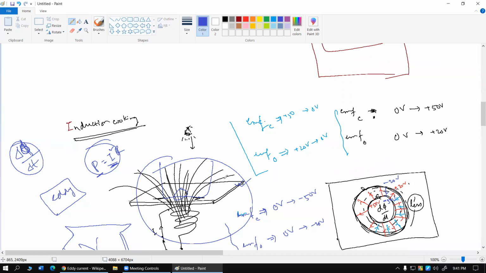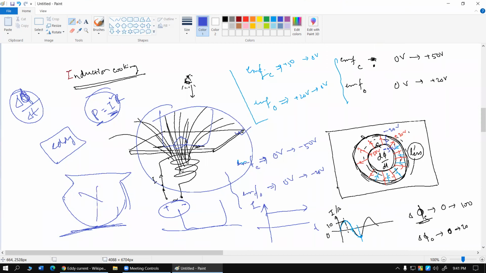Suppose in this scenario, this will not be very ideal for cooking. Let's say we are running this solenoid using an AC coil. At the same time, we have a mechanical way to oscillate this metal plate left and right, for example. Then we will be able to produce eddy current here.